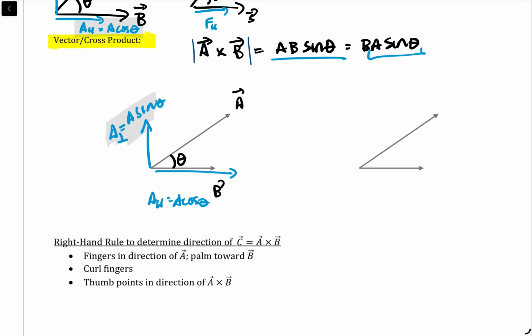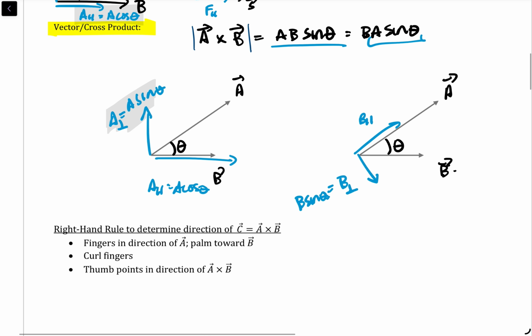I'm going to draw the same thing over here and do this from the other perspective. So if we do the B vector, break that into components. I'm going to have this piece here. This would be my B parallel. And then this here, this would be B perpendicular. And again, B perpendicular is going to be B sine of theta.